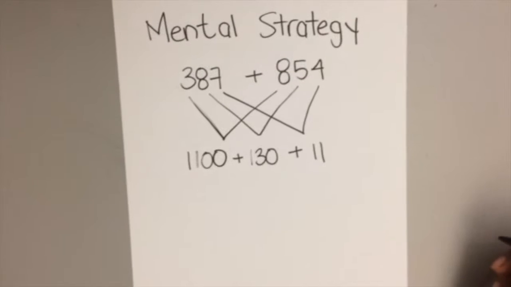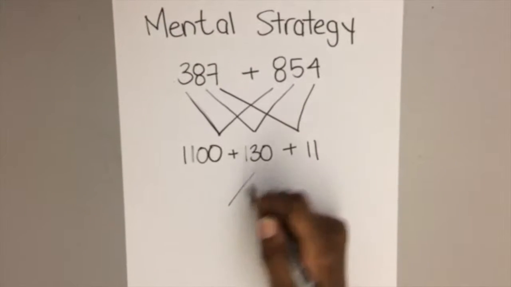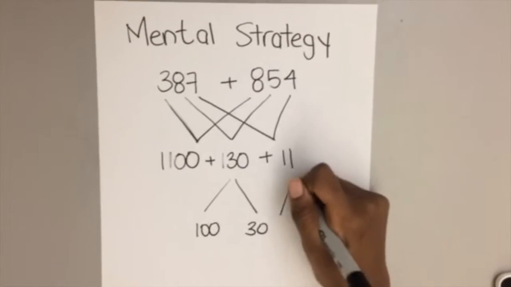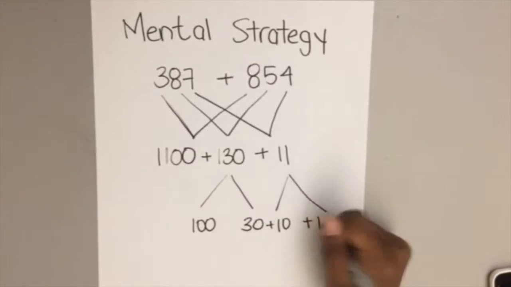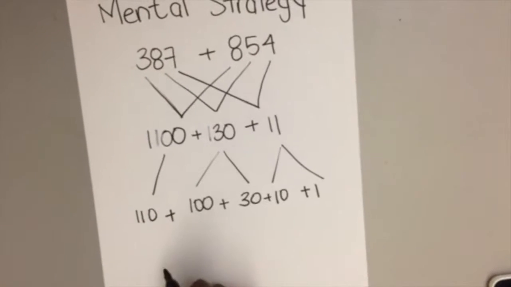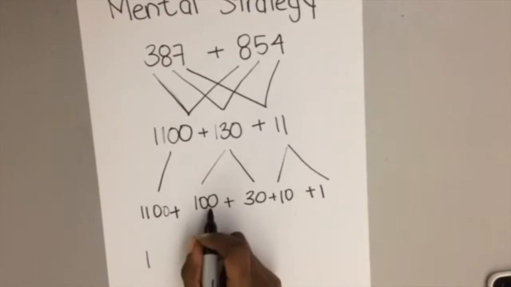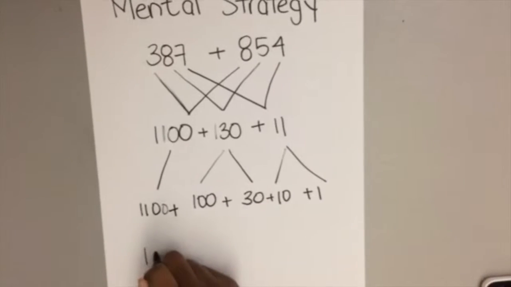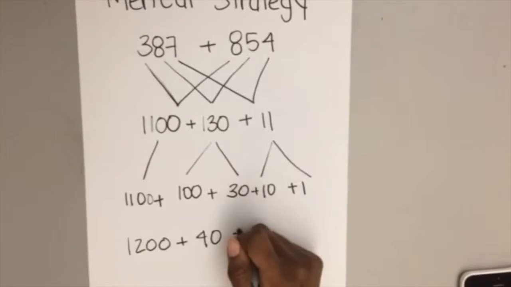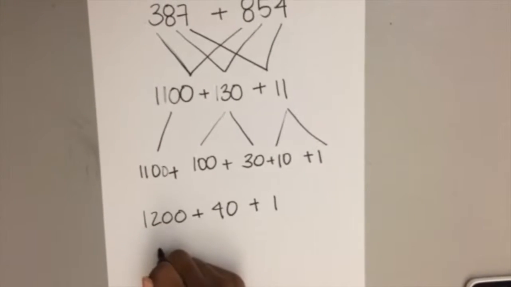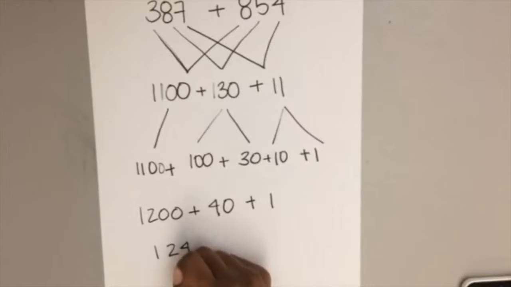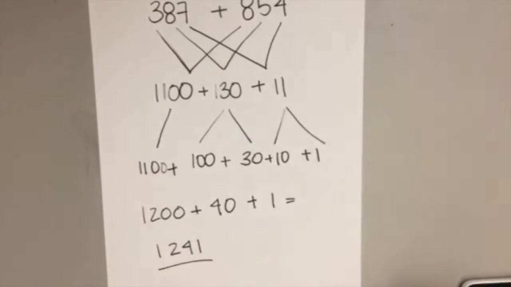At this point, I could simplify this even more by splitting the 130 into 100 and 30, and splitting the 11 into 10 plus 1. At this point, I would add 1,100 to 100, which will equal 1,200. I would add 30 plus 10, which will equal 40, and add the 1. And now I'd add 1,200 to 40 plus 1. That's my final answer.